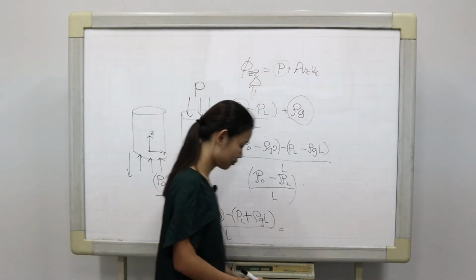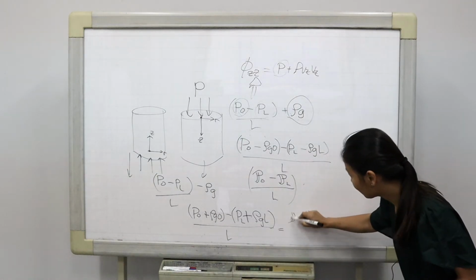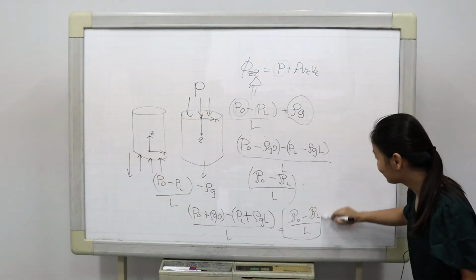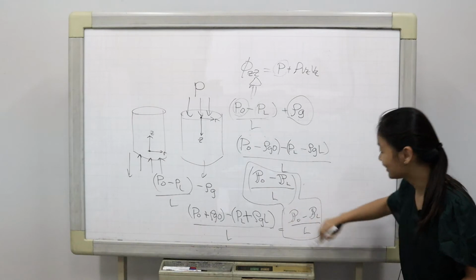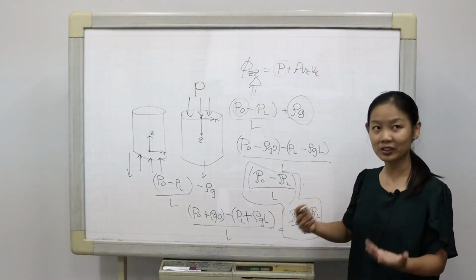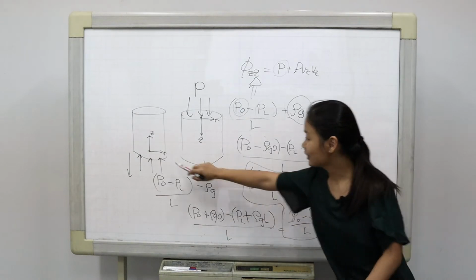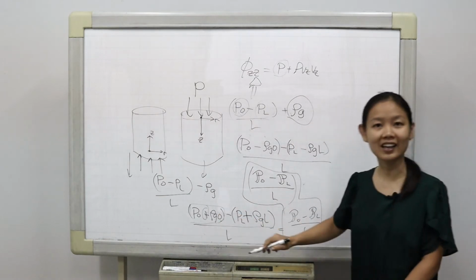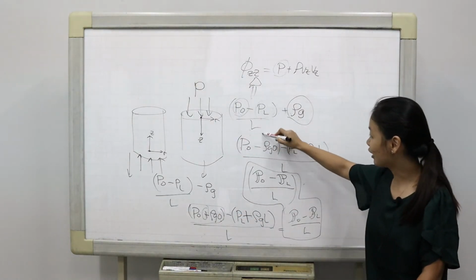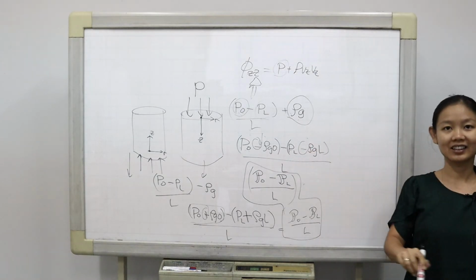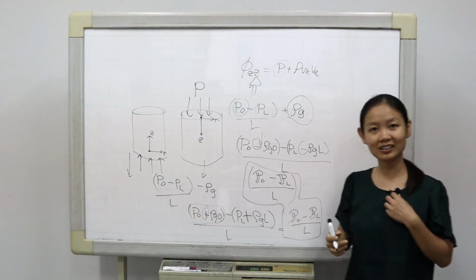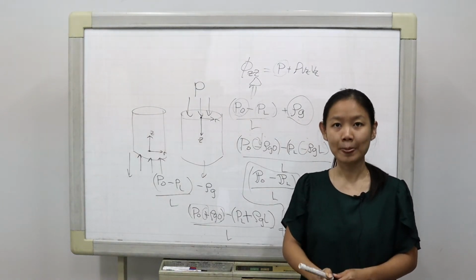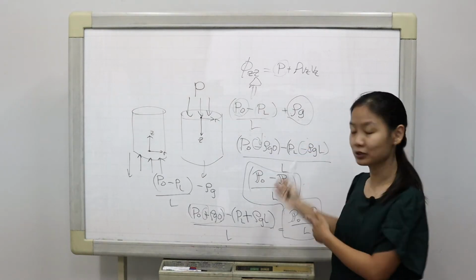At the end, I still have modified pressure 0 minus modified pressure L divided by L. Actually, at the end we get the same equations, but what makes it different is the definition of the modified pressure. In this case the definition of modified pressure has a positive sign, but for this case we have a negative sign. If you want to memorize it, yes you can, but just be careful.